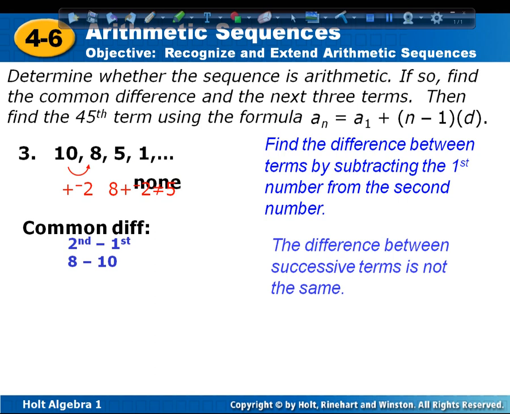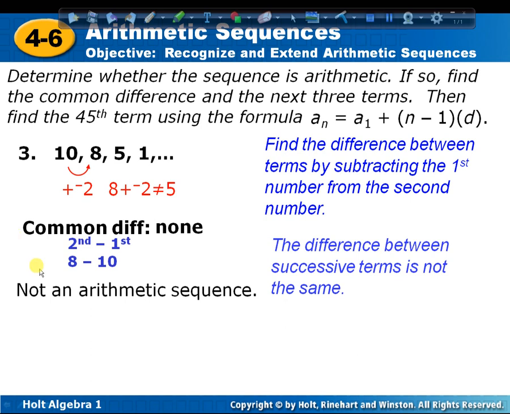So since it's not the same, the common difference is none. We don't have a common difference. And all we have to do is write not an arithmetic sequence. And we're finished with this one because it's not arithmetic. So make sure you have not an arithmetic sequence written down.